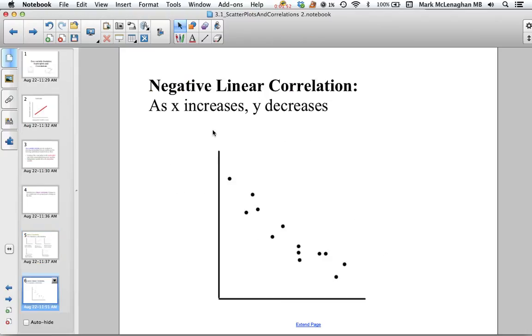And we can do the same thing with the negative linear correlations. In this case, as x increases, y decreases, so it goes down to the right. And you can also have the same qualifications of perfect, strong, weak, moderate, or no correlation.